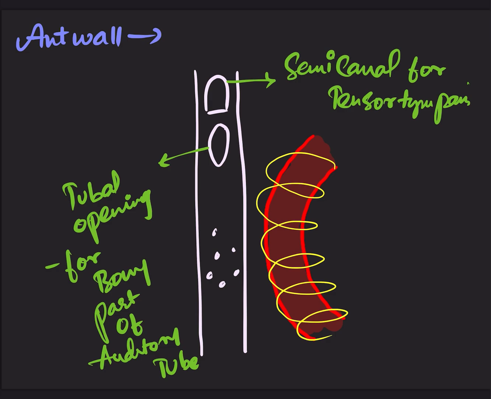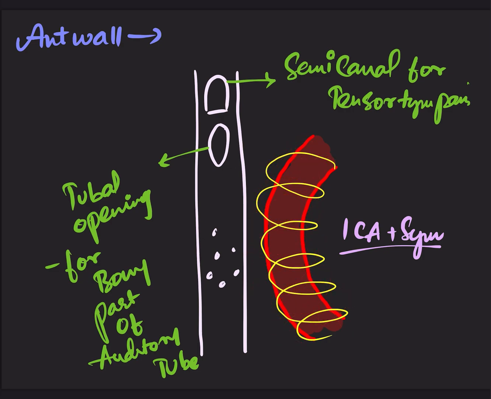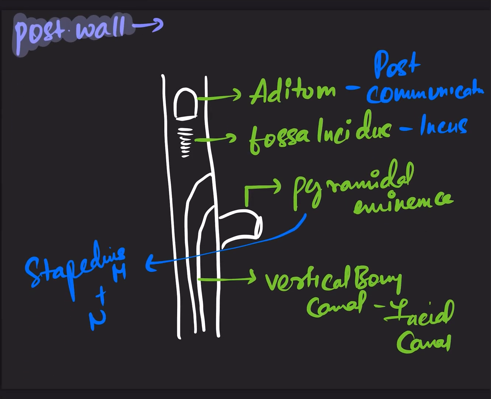Yes, so it is actually related to the posterior wall of the carotid canal. We know what is passing through the carotid canal: the internal carotid artery plus the sympathetic plexus around it. This internal carotid artery and the sympathetic plexus surrounding it are a relation of the anterior wall. Now coming to the posterior wall, it is actually wider in the upper part when compared to the lower part.